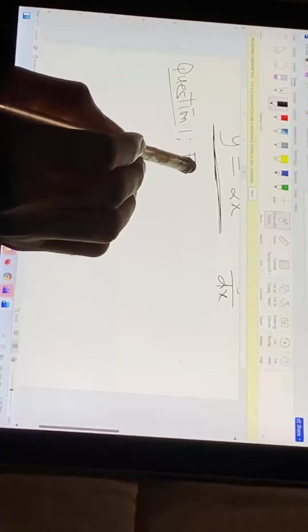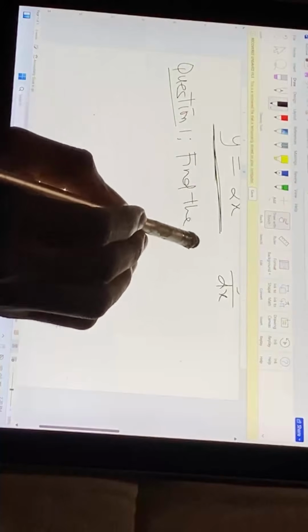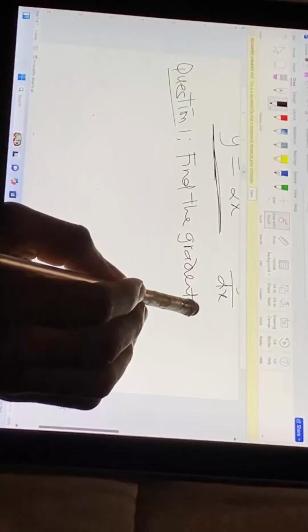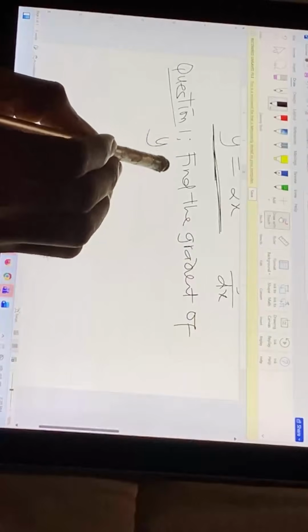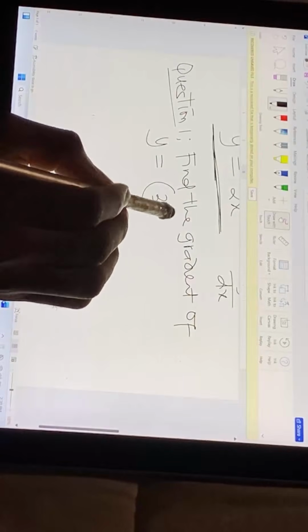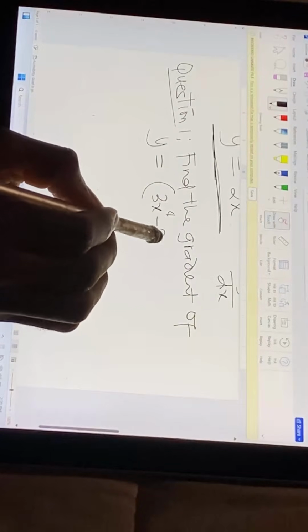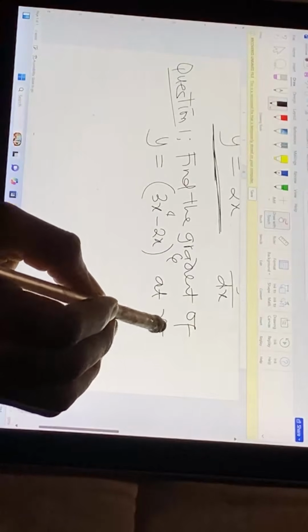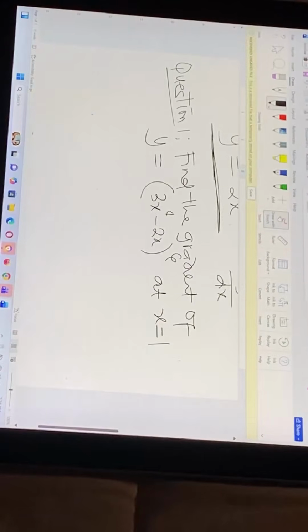It said find the gradient of y is equal to 3s raised to the power of 4 minus 2s all raised to the power of 6 at s is equal to 1. We are asked to find the gradient of y equal to 3s raised to the power of 4 minus 2s raised to the power of 6 at s equal to 1.